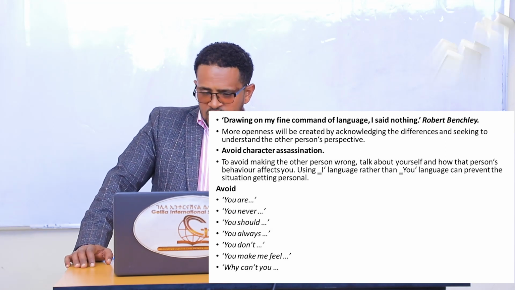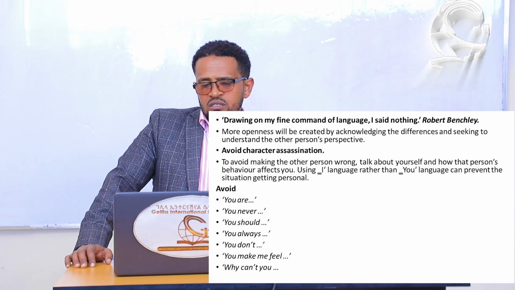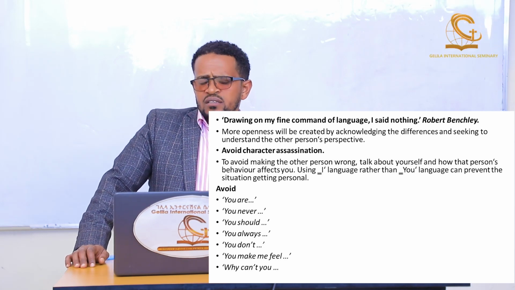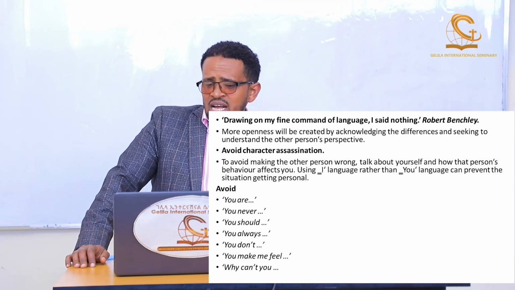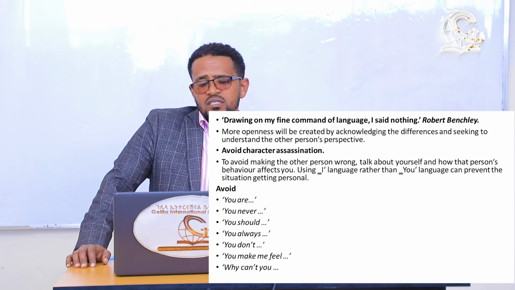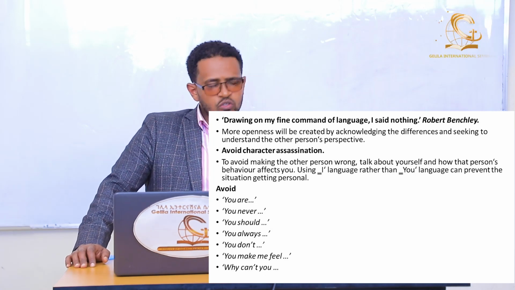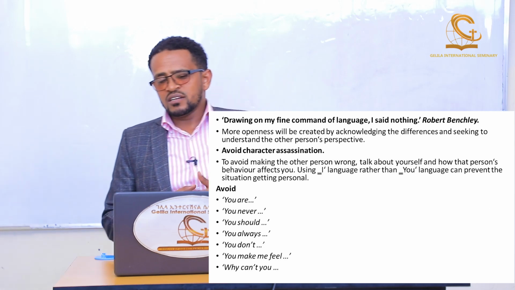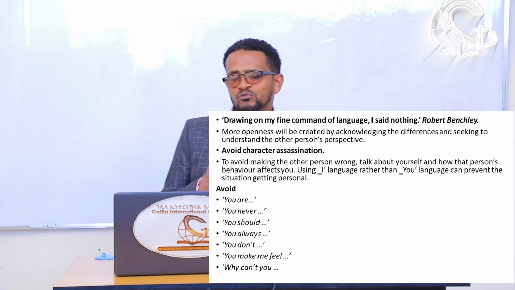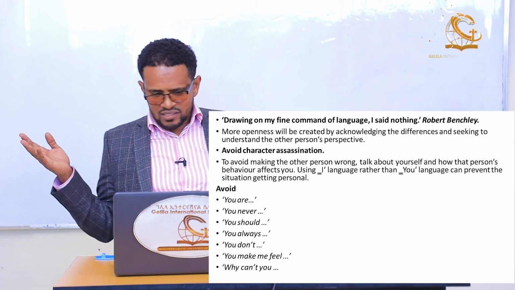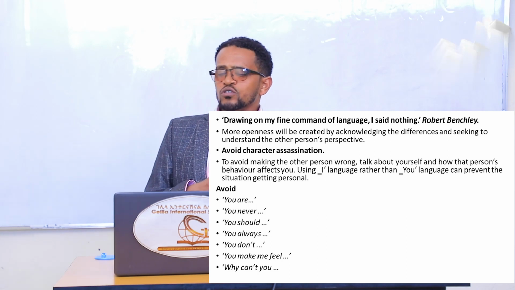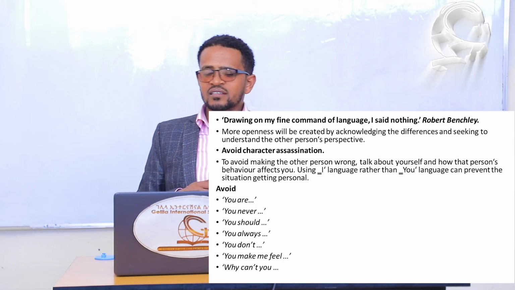In conflict resolution, or in this course, conflict management, one thing you have to know is to avoid character assassination. To avoid making the other person wrong, talk about yourself and how that person's behavior affects you. Using I language rather than you language can prevent the situation from getting personal. So in this way, we have to avoid character assassination.